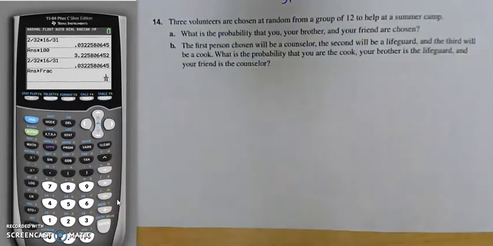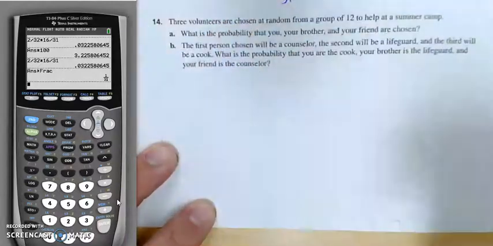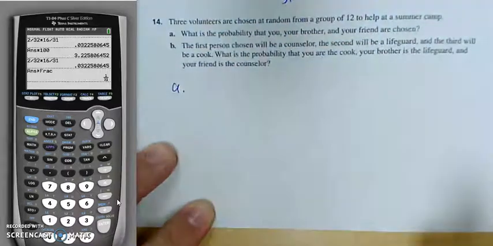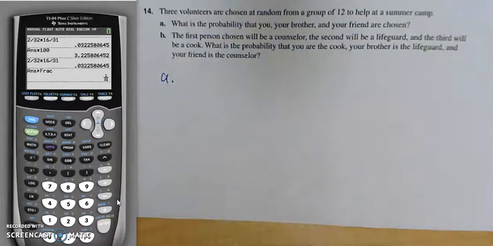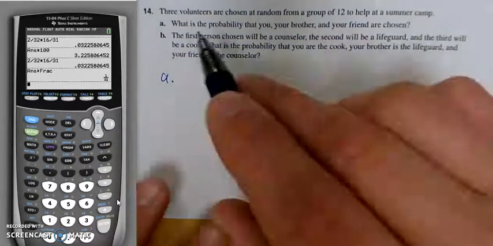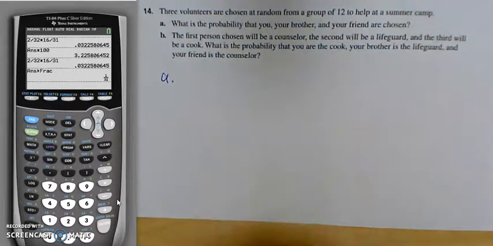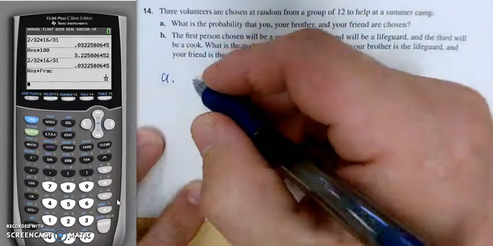So on this problem, part A was something that you should have known. This is similar to a problem that was on the quiz. My mistake for not saying that. So there's 12 people. What's the probability that you, your brother, and your friend are chosen? Now, you're not going to go back into the group to get chosen again, so these are dependent events.